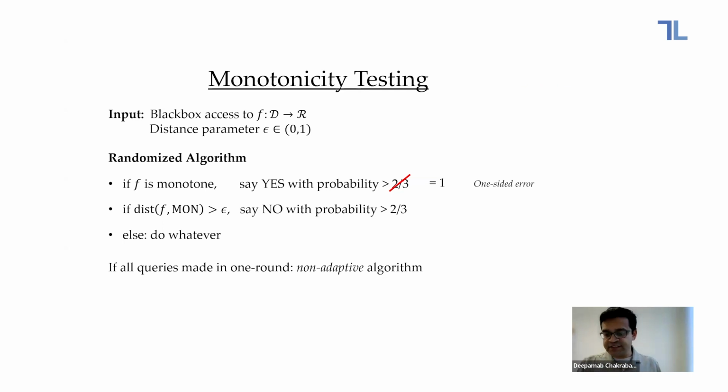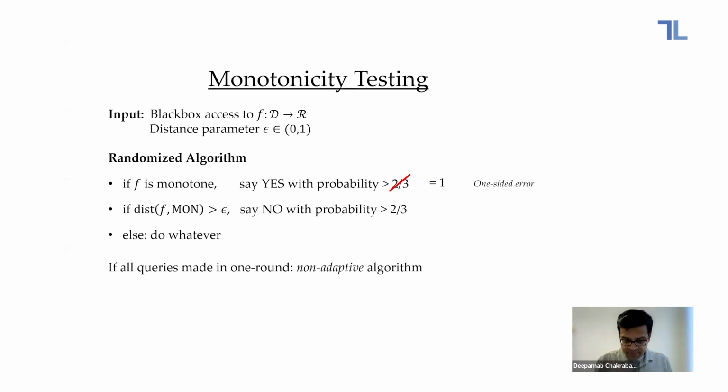It queries a function, sees an answer, and then makes a query and then sees an answer. So it could do this in various rounds. A tester is called non-adaptive if all the queries are made in one round. So in particular, the queries that the algorithm makes don't depend on the answers to previous queries.